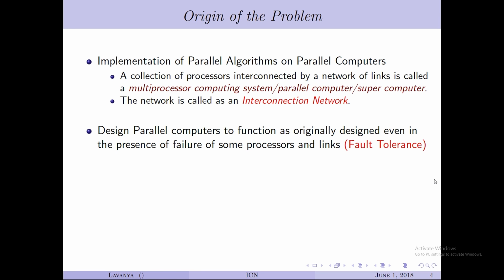So what is the problem that we have? You have to design a parallel computer to function as originally designed, even in the presence of failure. Actually I have gone one step further. Instead of talking about just running a program on a parallel computer, you should also think about the design in such a way that even if a processor failure or a connection failure happens, your program should still be running on that parallel machine efficiently. This is one problem, and it is still a very current, hot topic which requires a lot of addressing, because failures can occur.